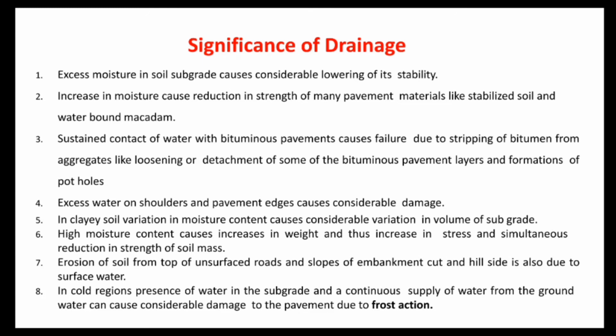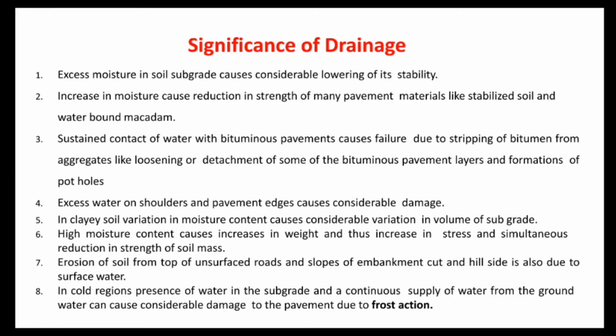The excess moisture in the soil subgrade causes considerable lowering of its stability, and the increase in moisture causes a reduction in the strength of many pavement materials like stabilized soil and waterbound macadam. Next, in some clay soils, variation in the moisture content causes considerable variation in the volume of the subgrade, and this sometimes contributes to pavement failure also.